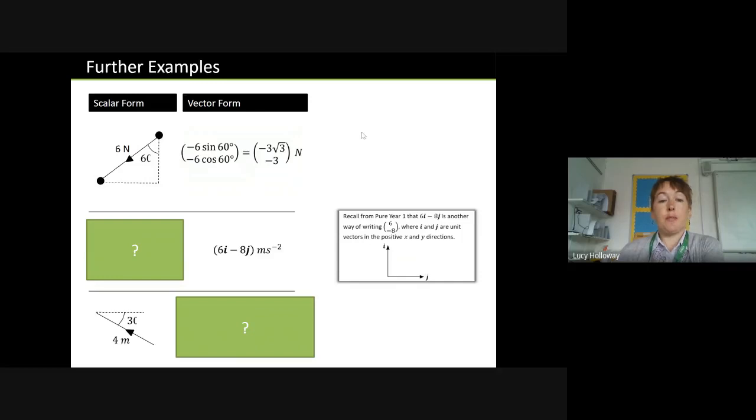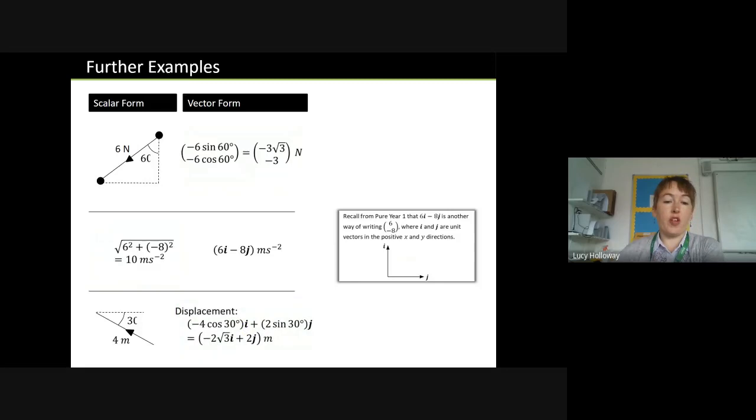down. Then again, I can use Pythagoras for the second one to work out the magnitude of the vector, and I can use trigonometry for the last one as well. Okay, and we've written it there in IJ notation instead of the column vectors.